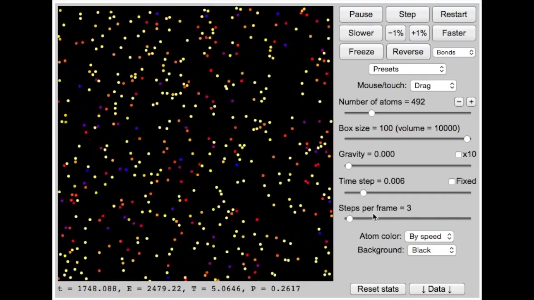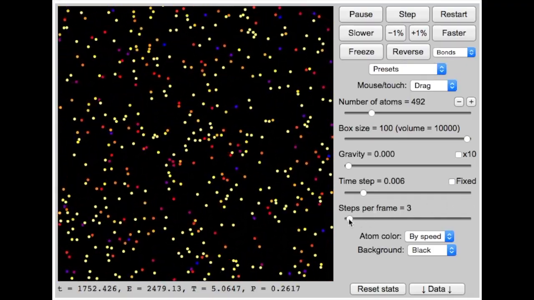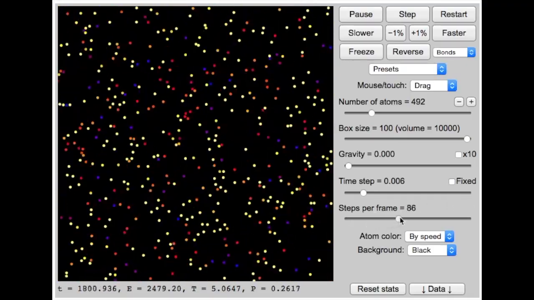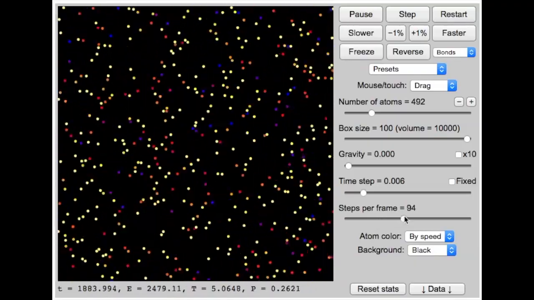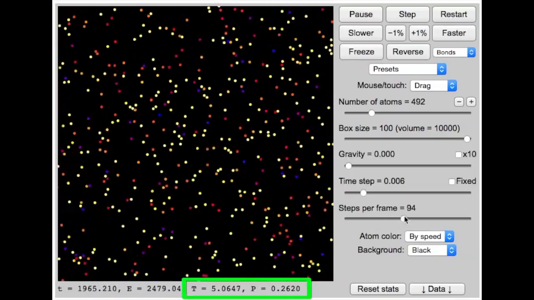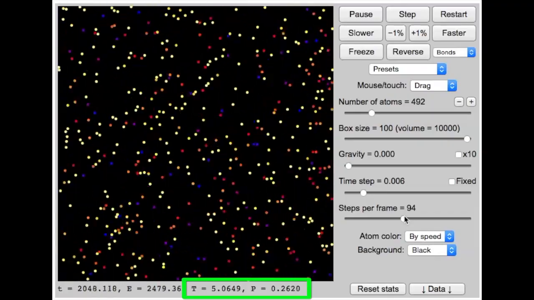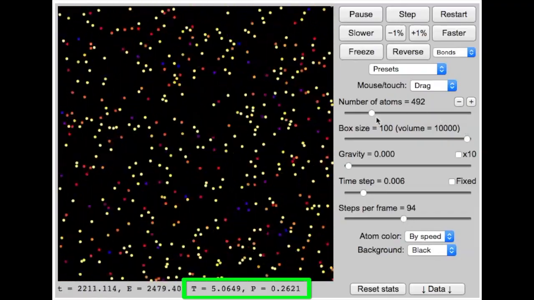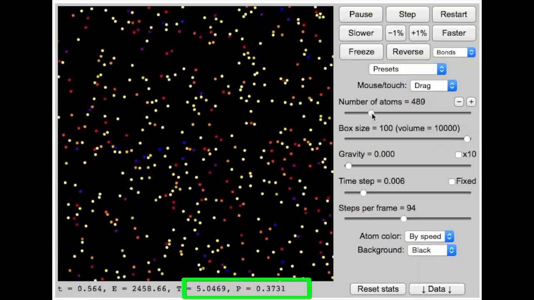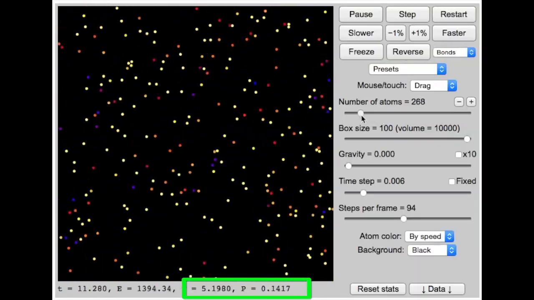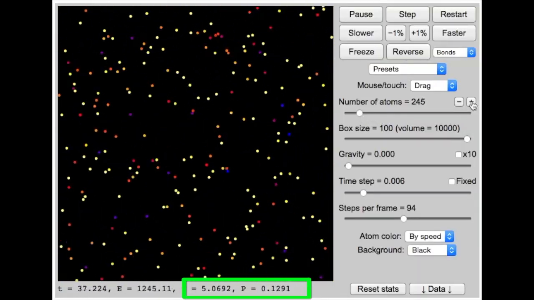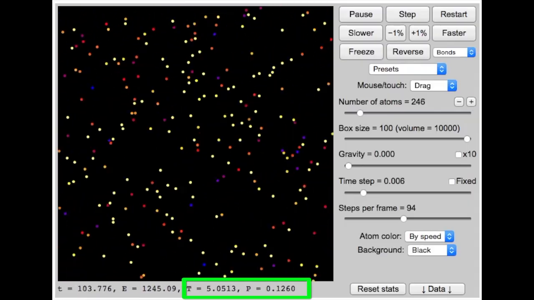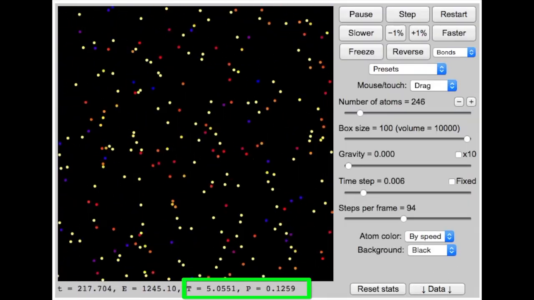If it is a gas, we might expect it to obey the ideal gas law. One way to test this is to change one of the phase-intensive properties and see if it does. Currently, we have a temperature of 5 and a pressure of 0.26. So let's reduce the number of molecules to 246, which is half the previous number, corresponding to a doubling of the molecular volume. According to the ideal gas law, the pressure should fall in half.